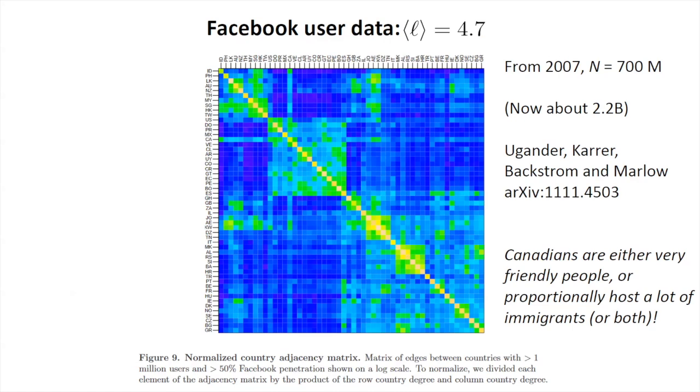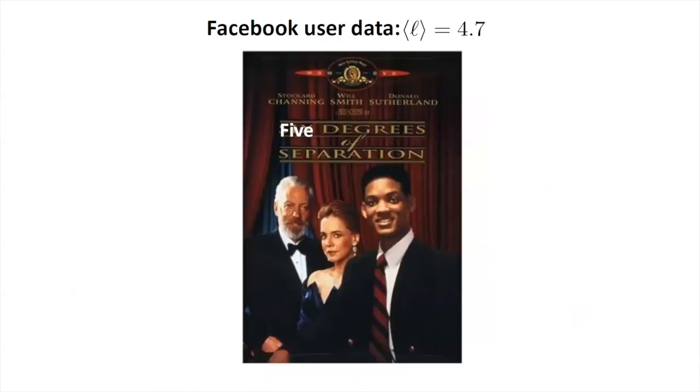Something that I find very interesting is Canadians really, really talk to everybody. So maybe because they have lots of immigrants, so they're friendly people. I mean, I think it's actually both. But nevertheless, this is the median path length found. It's 4.7. By the way, now there's data with 2.2 billion users, and it hasn't changed much from 4.7. So in fact, it's five degrees of separation on the Facebook network. It's tiny. It's really staggering.